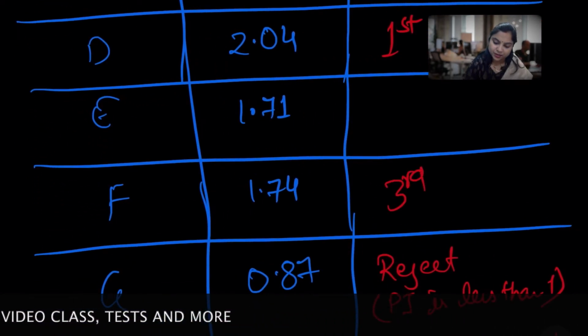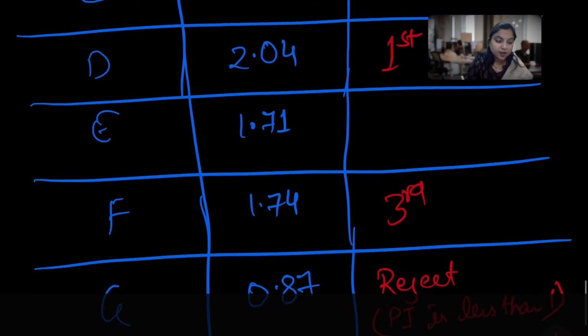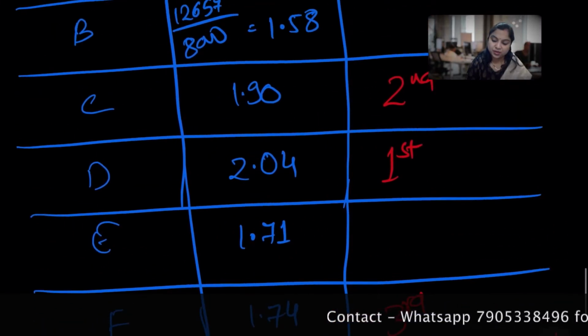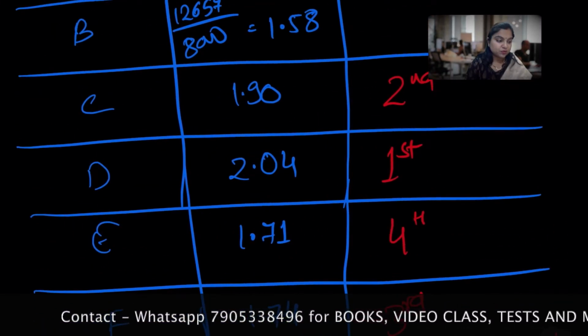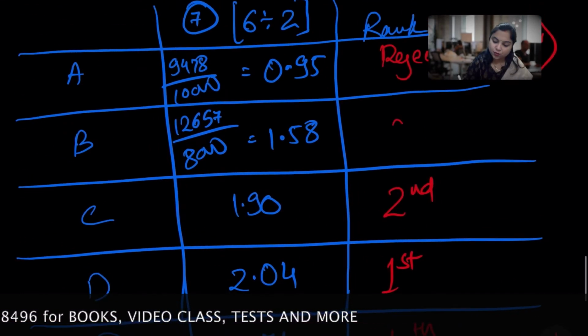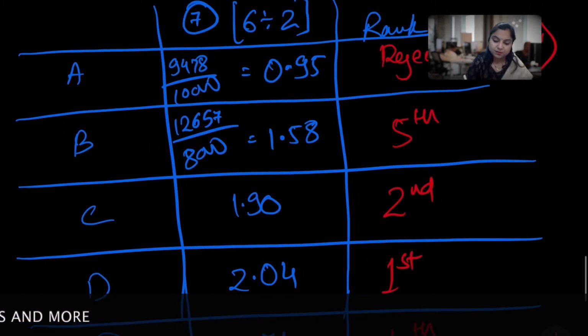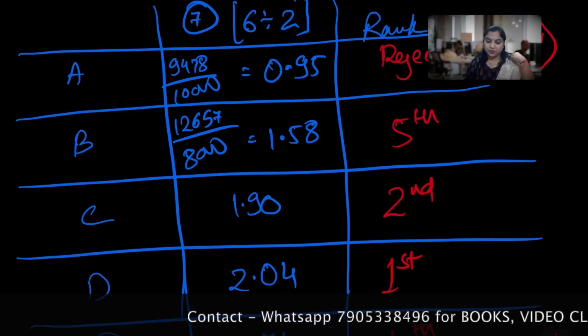Then third, project F will be 3, and then we have project E will be 4 and project B will be 5th. Hope you can gather that information.